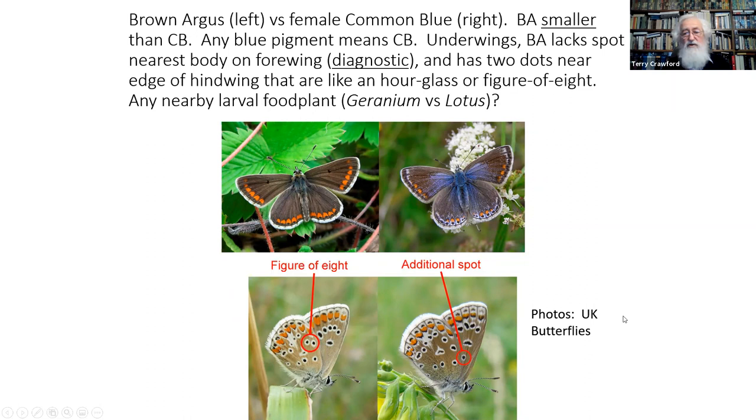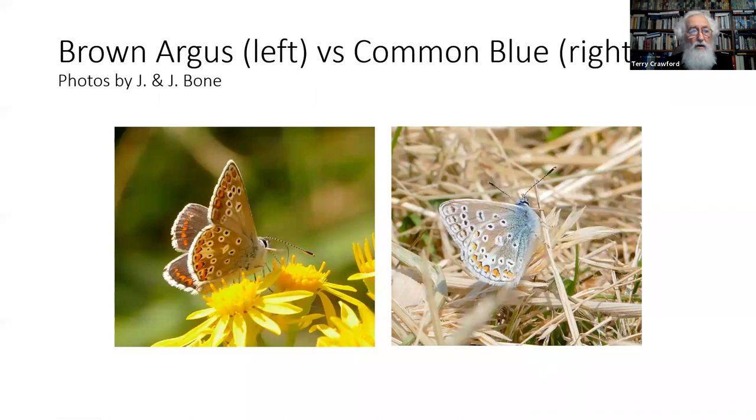Here now are a couple of photos from Three Hagg Wood Meadow, which is between York and Selby, taken by Jessica and Jim Bone. Here we have a brown argus, no spot there. And you've got the hourglass there, or the colon. On the common blue, you can just see the spot there. And those two spots on the hindwing are well separated. Okay, so there's a bit of a tricky situation there.